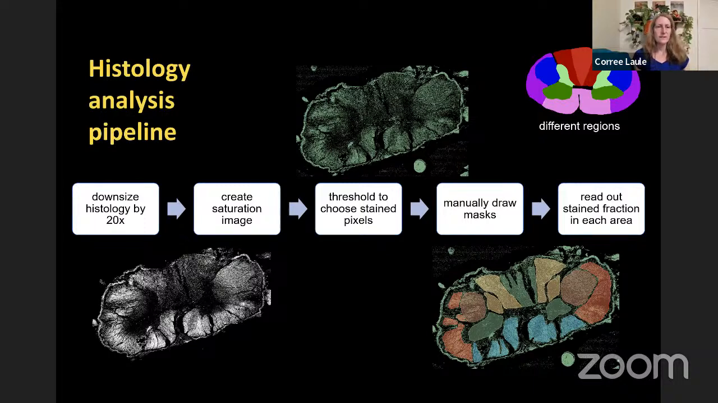So this is a graphical representation of the histology analysis pipeline. This is something that my student Sarah developed and has now been taken over by Nikolai. But essentially, the histology images are downsampled. Saturation images are created and then thresholded to identify the pixels that are stained. And then various regions are manually drawn. And then this gets read out as a stained area fraction and is correlated with the MRI.